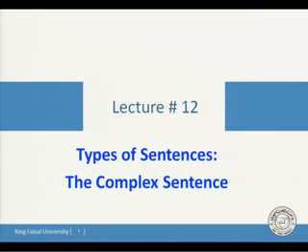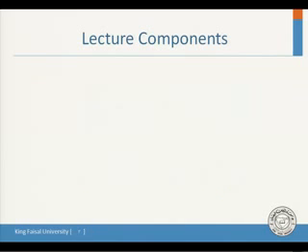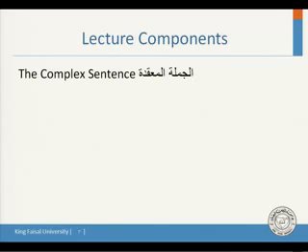This is lecture number 12 in the writing course, and it's about the types of sentences. You remember in the previous lectures, in lectures 10 and 11, we studied two types of sentences: the simple sentence and the compound sentence. Now we have another type of sentences, which is the complex sentence. So today we will be talking about the complex sentence. This is the main component in today's lecture.